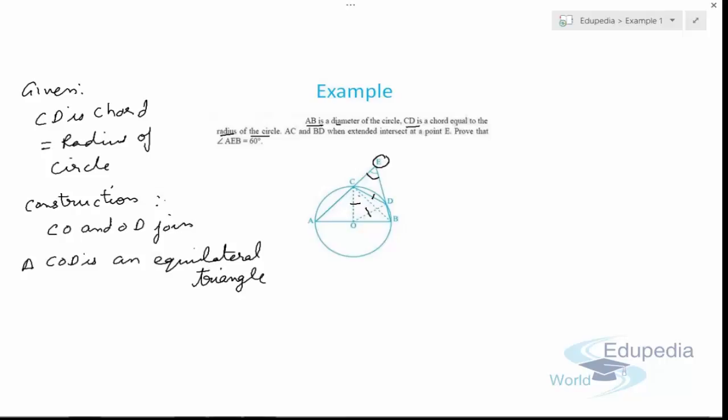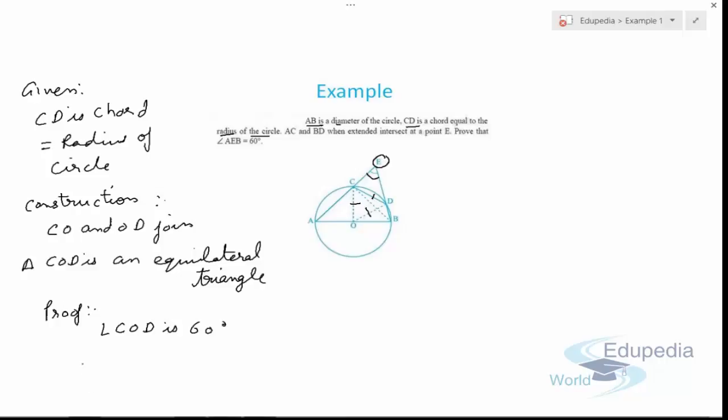Why is it an equilateral triangle? Because all the sides are equal. Why? Because all the sides are radii. Since it's given CD is equal to the radius, CO is the radius, OD is the radius, so it's an equilateral triangle. Right. Now let's discuss the proof. If triangle COD is an equilateral triangle, then angle COD is 60 degrees. Why? Because in an equilateral triangle all angles are equal, so each angle is 60 degrees, so we can say that angle COD is 60 degrees.